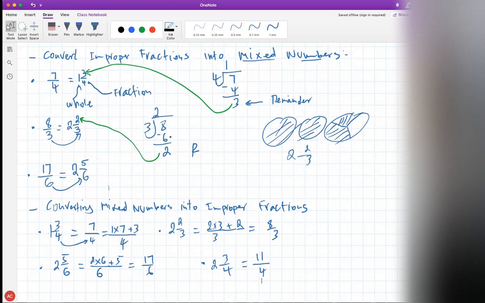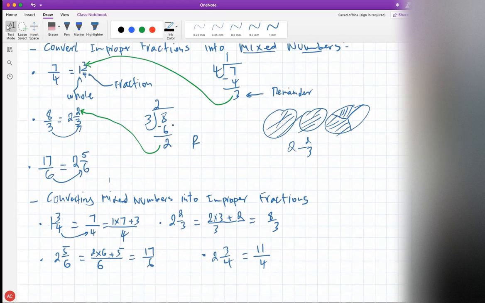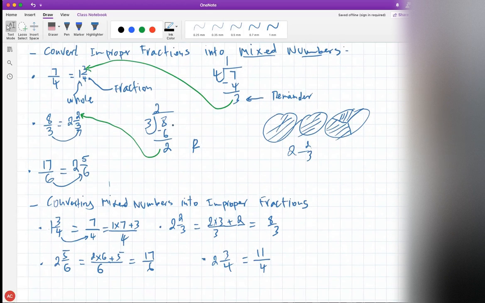And we need this a lot. Like I said, when we multiply, divide, and do all of those operations with fractions, we use these conversions back and forth. We'll see how to use that when we multiply or divide fractions. Okay, it's pretty simple, but it's very useful.